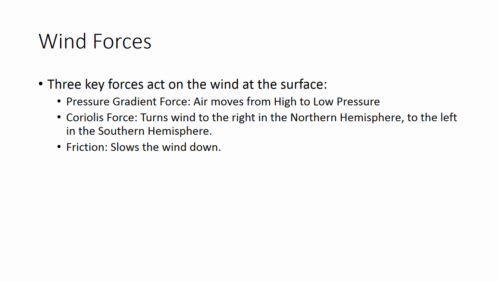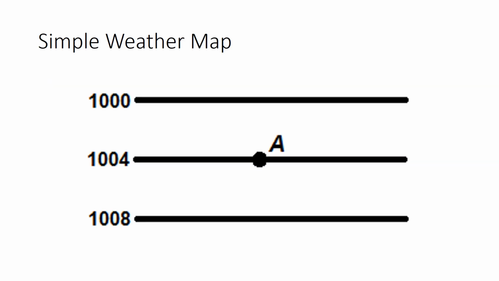So pressure gradient force moves the wind from high to low. Coriolis force changes the wind's direction. Friction slows the wind down. Now let's talk about each one of these just in a little bit more detail.